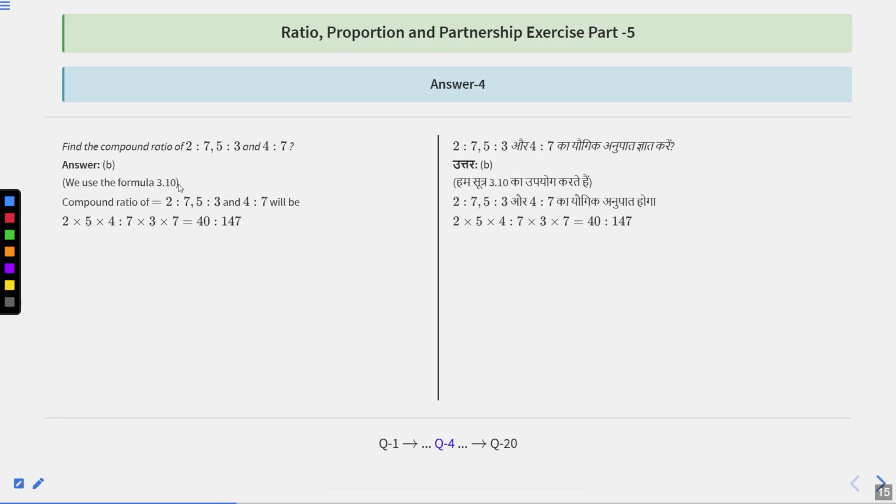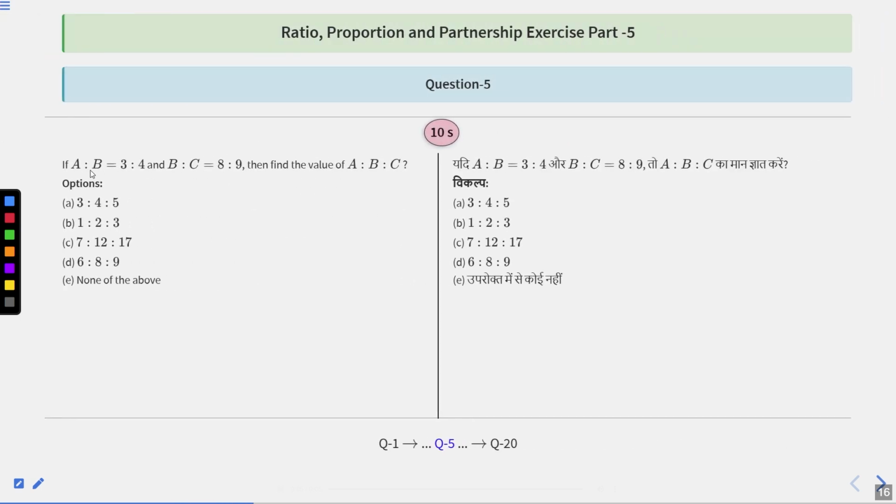We know that the compound ratio is multiplying the numerators together upon multiplying the denominators. So we use the formula 3.10. So 2 multiplied by 5 multiplied by 4 ratio 7 multiplied by 3 multiplied by 7. So when we multiply it, we get 40:147. So B is the correct answer.